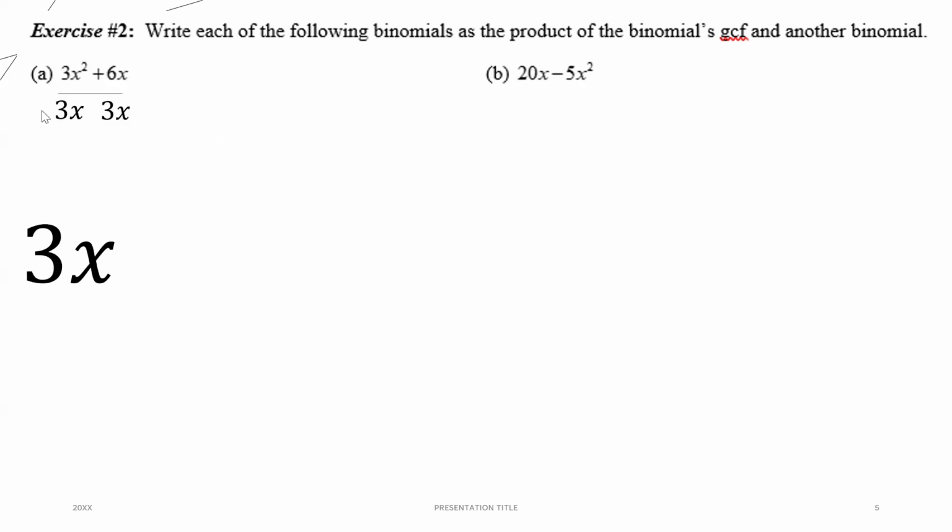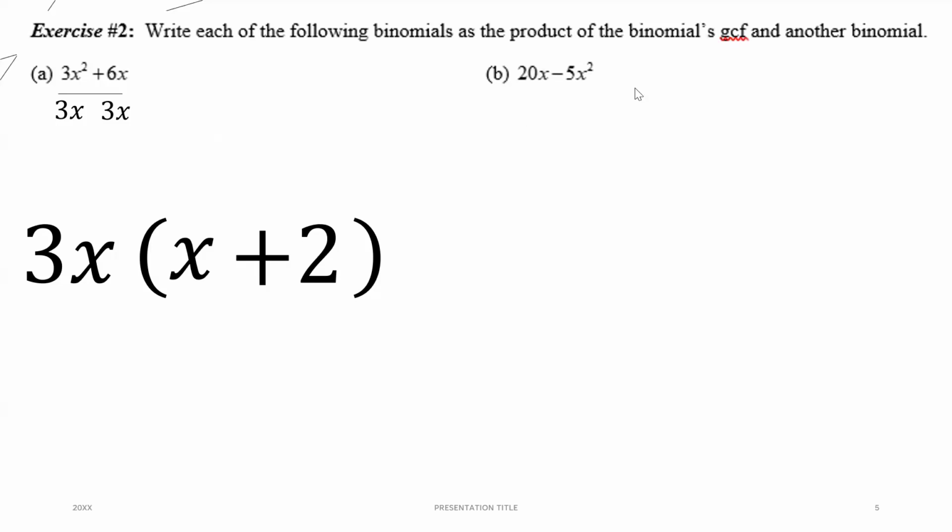So now all I have to do is divide both those terms by 3x, and what's left is in the binomial. Sorry, 3x squared divided by 3x gets me x. 6x divided by 3x gets me 2. That is factored. Okay, we're factoring it into its pieces. We took out the GCF and we divided, and now what's left is in the binomial.